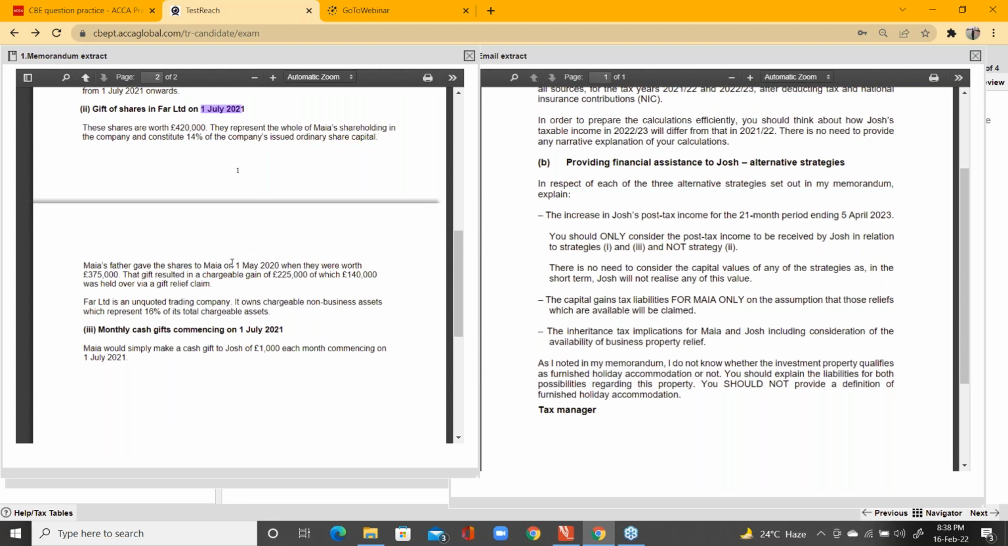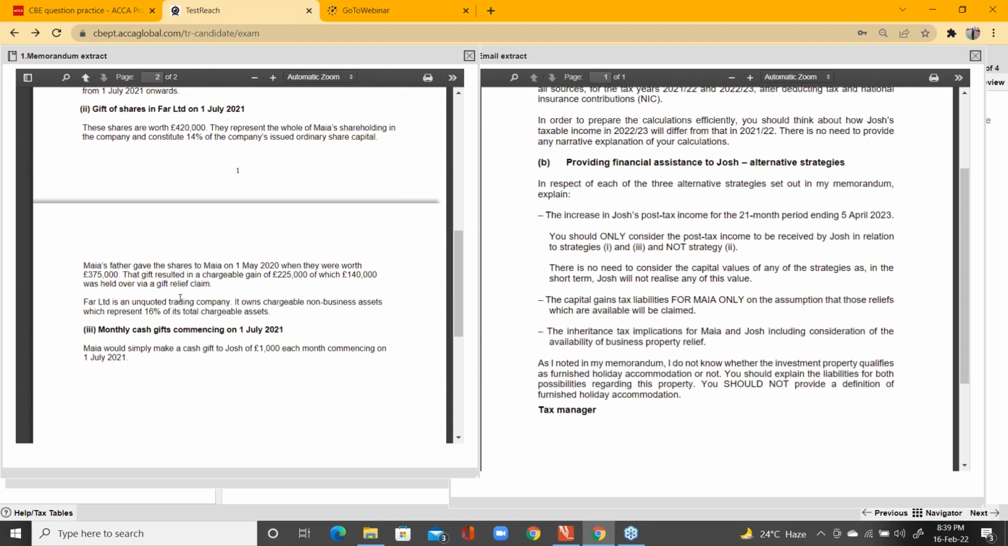Maya's father gave the shares to Maya on 1st April 20 when they were worth 375,000. The gift resulted in a chargeable gain of 225,000, of which 140,000 was held over via a gift relief claim. Under capital gains, we know one thing: at the time of disposal we should deduct the base cost of the asset. These shares transferred at a market value to Maya, and now Maya is giving these shares to her nephew. So base cost will be deducted from the disposal proceeds.